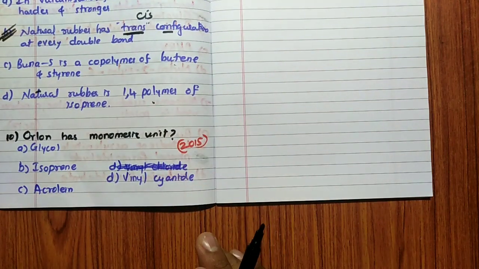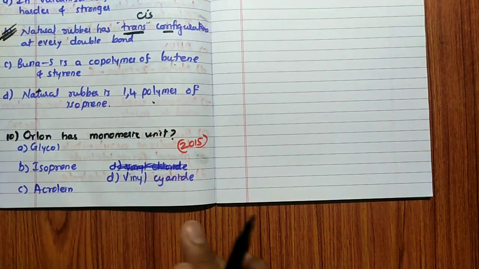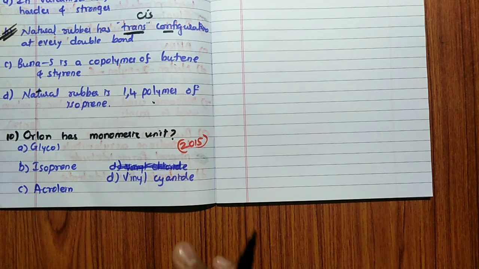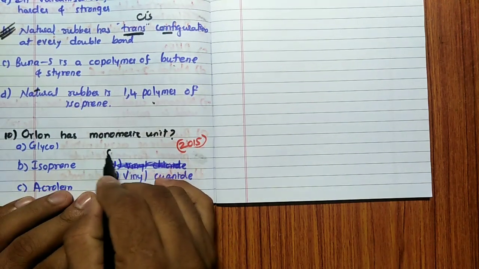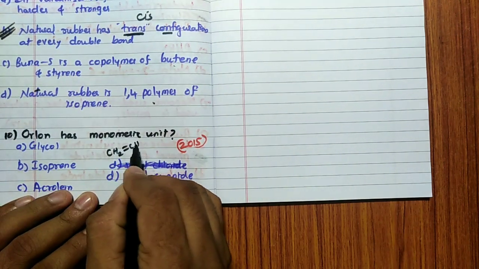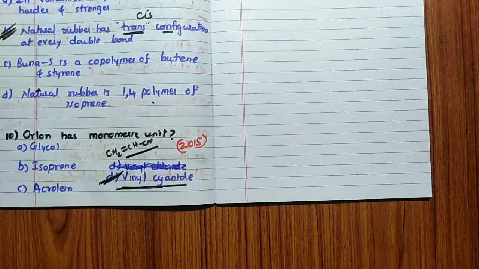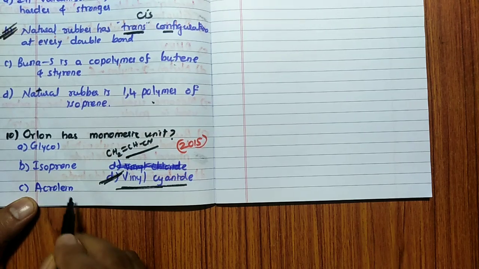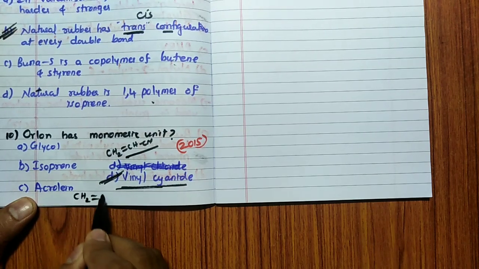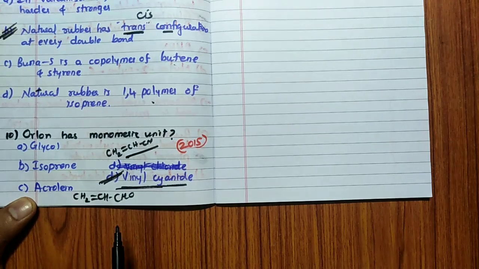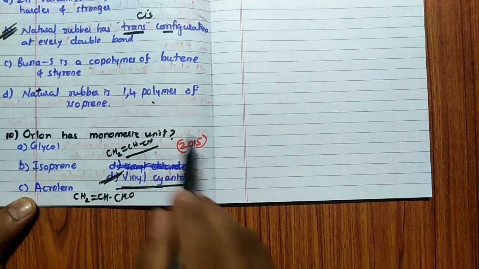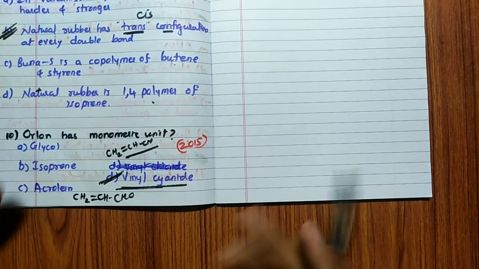Orlon has the monomeric unit; remember, Orlon is nothing but PAN, polyacrylonitrile. I told you the monomer unit present is CH2 double bond CHCN. This is also known as vinyl cyanide. So the answer is this, D. We call it acrylonitrile. Acrolein is nothing but CH2 double bond CH-CHO, whereas here it is CN. So acrylonitrile, vinyl cyanide it is.